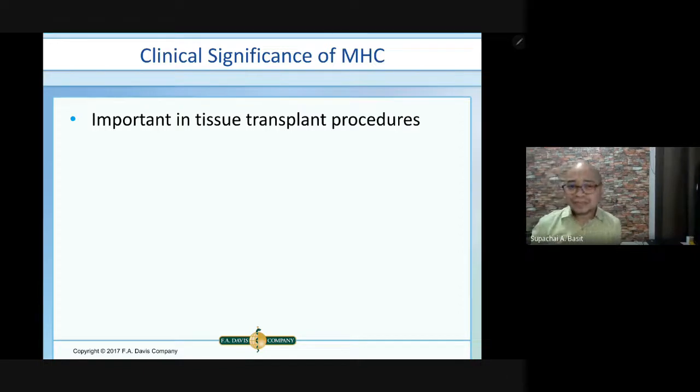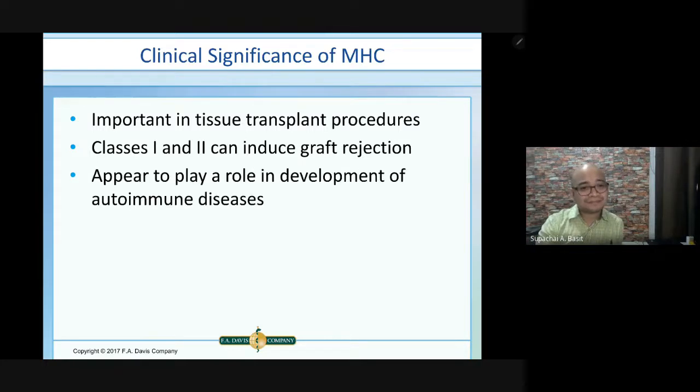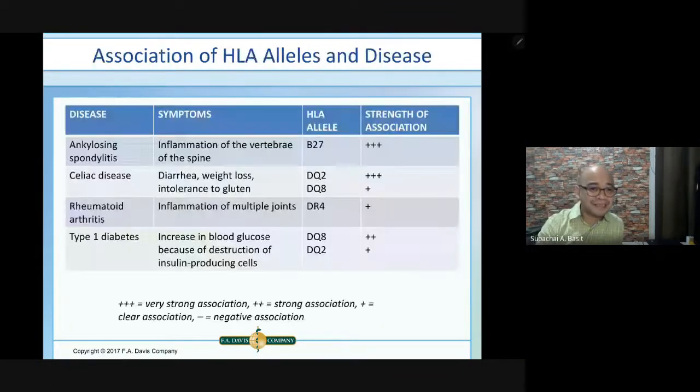Why are they significant? Number 1 is tissue transplantation. Class 1 and class 2 can both induce graft rejection. They also appear to play a role in the development of autoimmune disease. For example, if you have the B27 allele, you might develop an autoimmune disease called ankylosing spondylitis, characterized by inflammation of the vertebrae of the spine, and they have a very strong association.